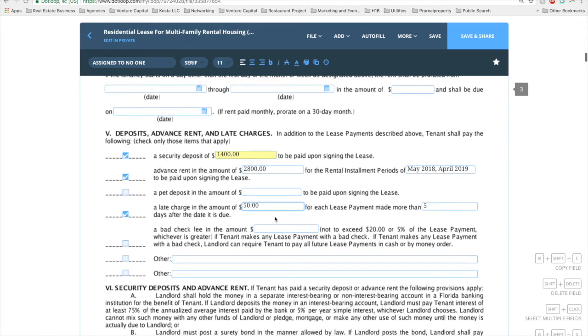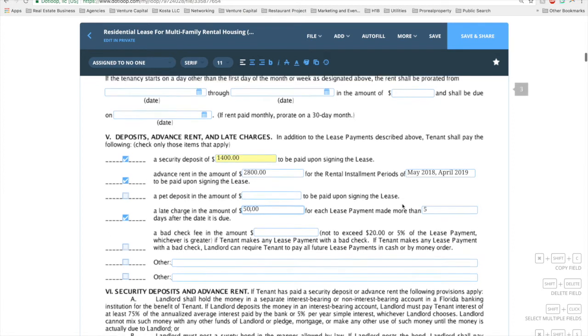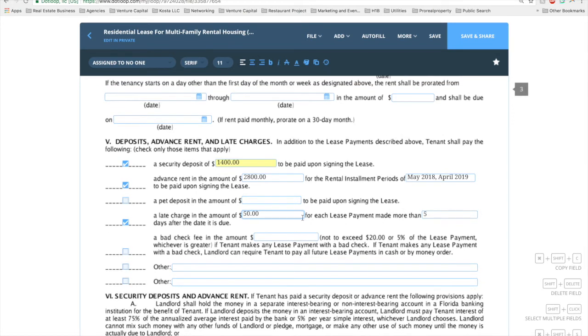I mean, it also will depend on other factors: the quality of the apartment, the monthly payment. So, for example, if it's $10,000 per month, then obviously we will put at least $500 for each lease payment made more than 5 days late. So, the higher you go with the monthly price, the higher the late fees and late charges.